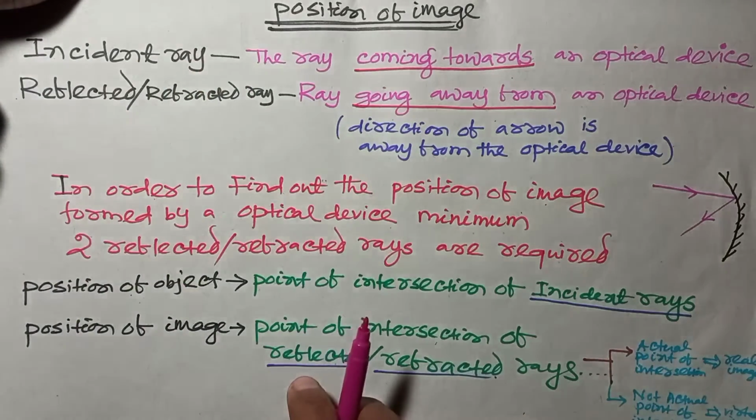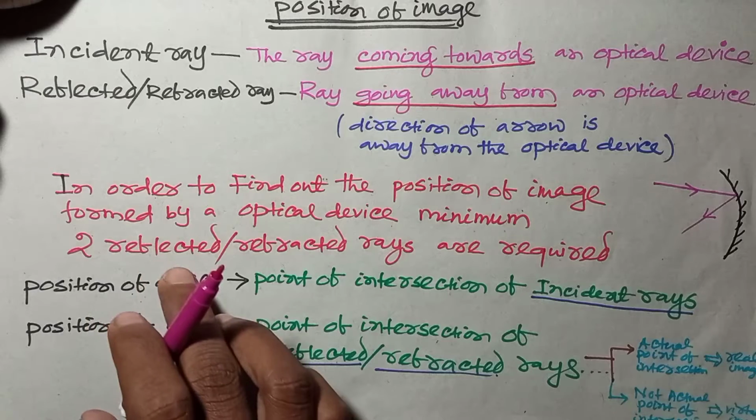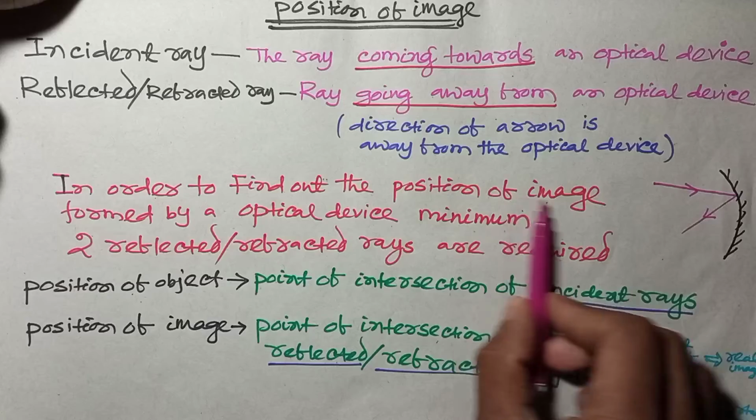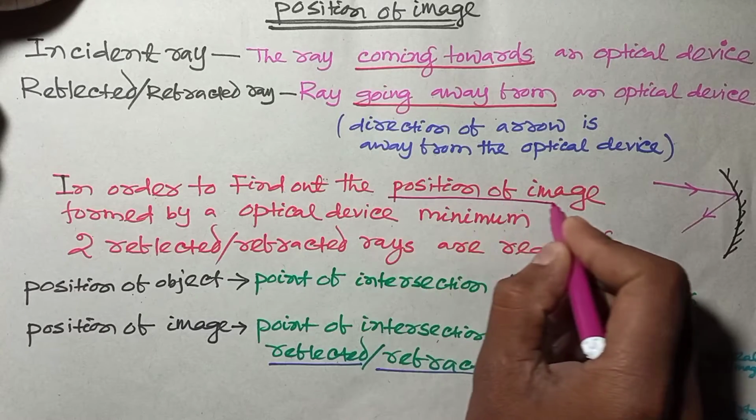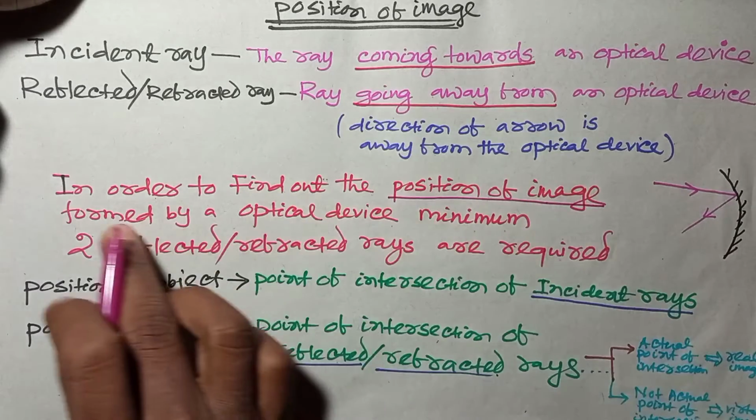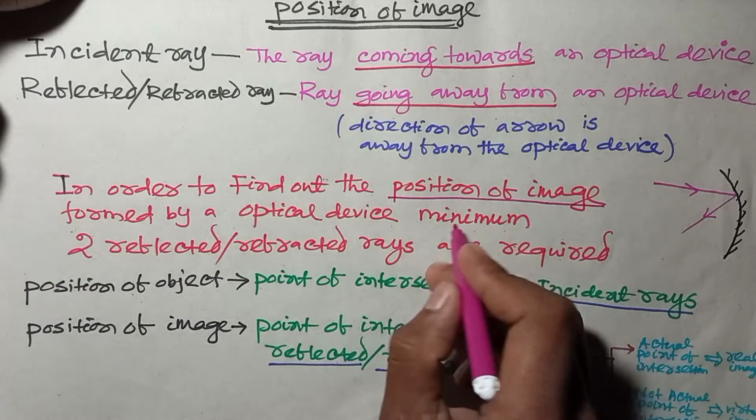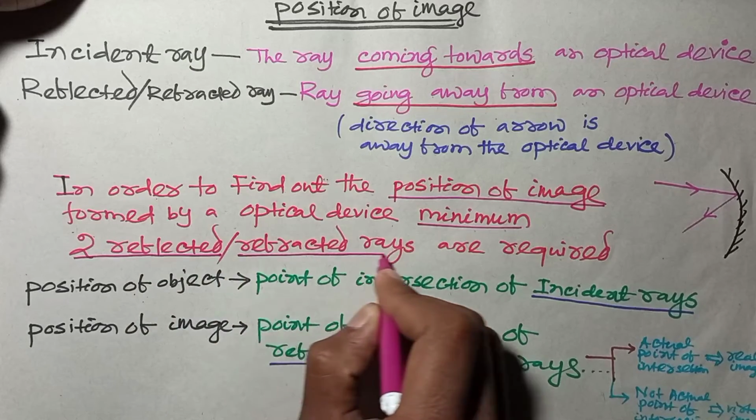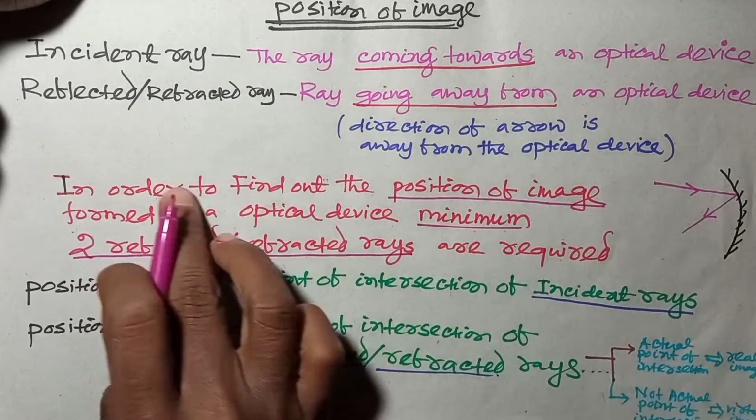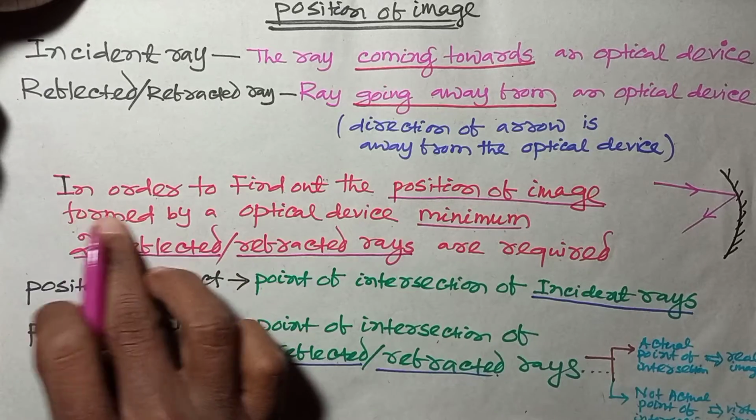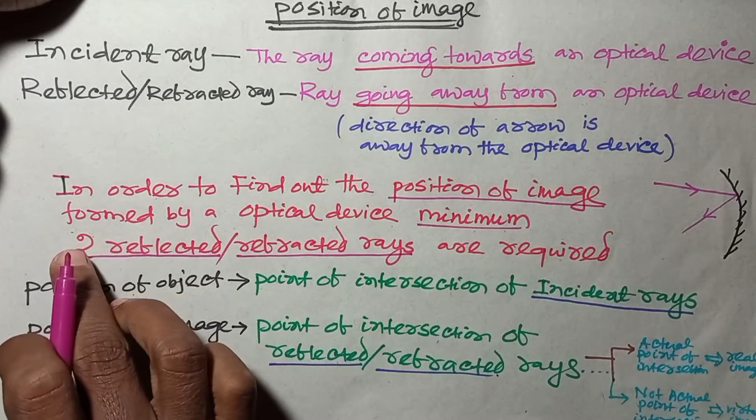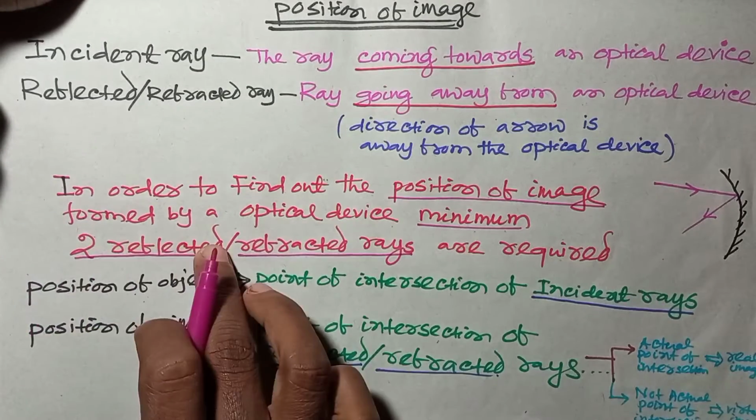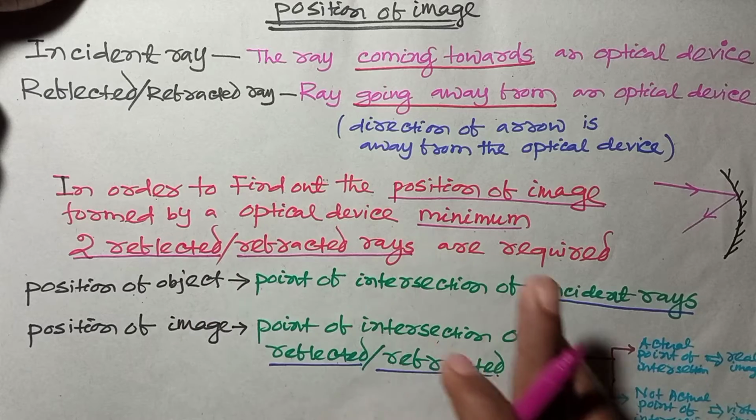Now how to trace the position of the image? In order to find out the position of the image formed by an optical device, minimum two rays are required. Two reflected, yeah, refracted rays are required. The minimum number of rays is 2. Minimum 2 reflected rays or refracted rays are required.